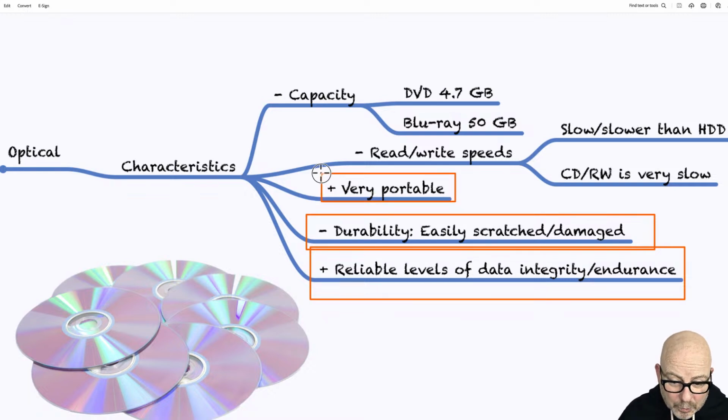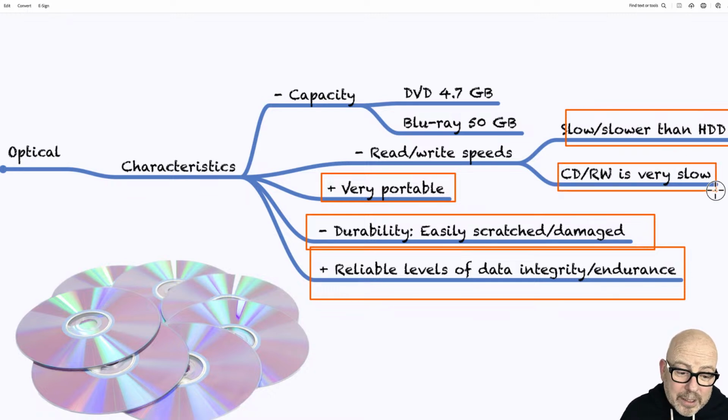They're incredibly portable. The read-write speeds are slow. It's much slower than a hard disk drive. And if you try to rewrite to a CD, it is painfully slow to the point where no one does it, because honestly, rewritable CDs were just an absolute disaster.